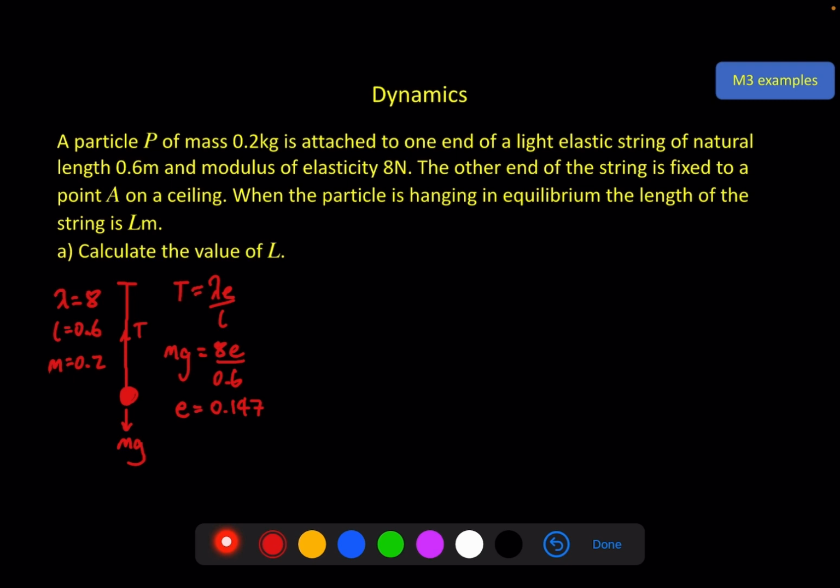But that's not quite the end of it, because the value of L is the length of the string in equilibrium position. So capital L is equal to the natural length plus the extension, which gives us an answer of 0.747 meters. Although I've used g as 9.8, because there are no other decimal places on this answer, I might leave it like that because we're probably going to have to use this in a later question. So let's put that here and move on to part B.